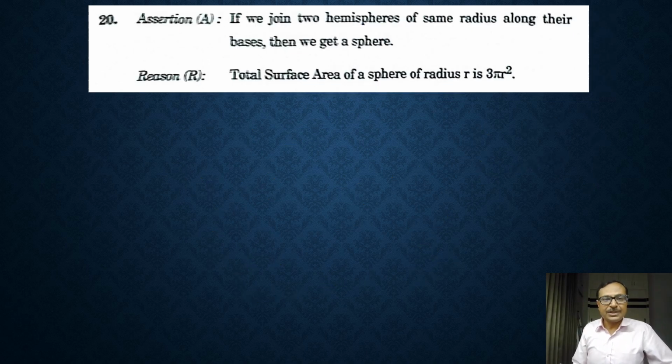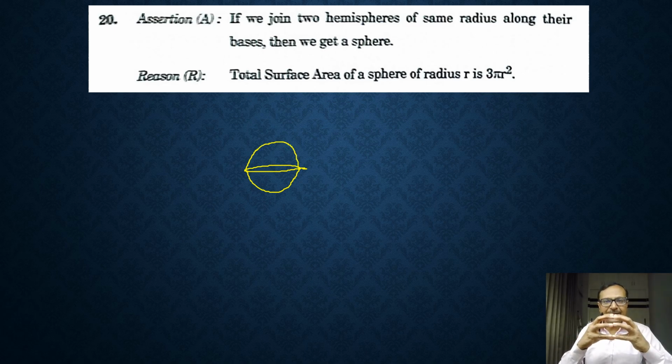Likewise, the 20th question, the last one: if we join two hemispheres of the same radius. So this is one of the hemispheres, and if you join another one with the same radius, they will get joined exactly, right? And they will form a sphere. So if we join two hemispheres of the same radius along their bases, we get a sphere. So the assertion is absolutely true.